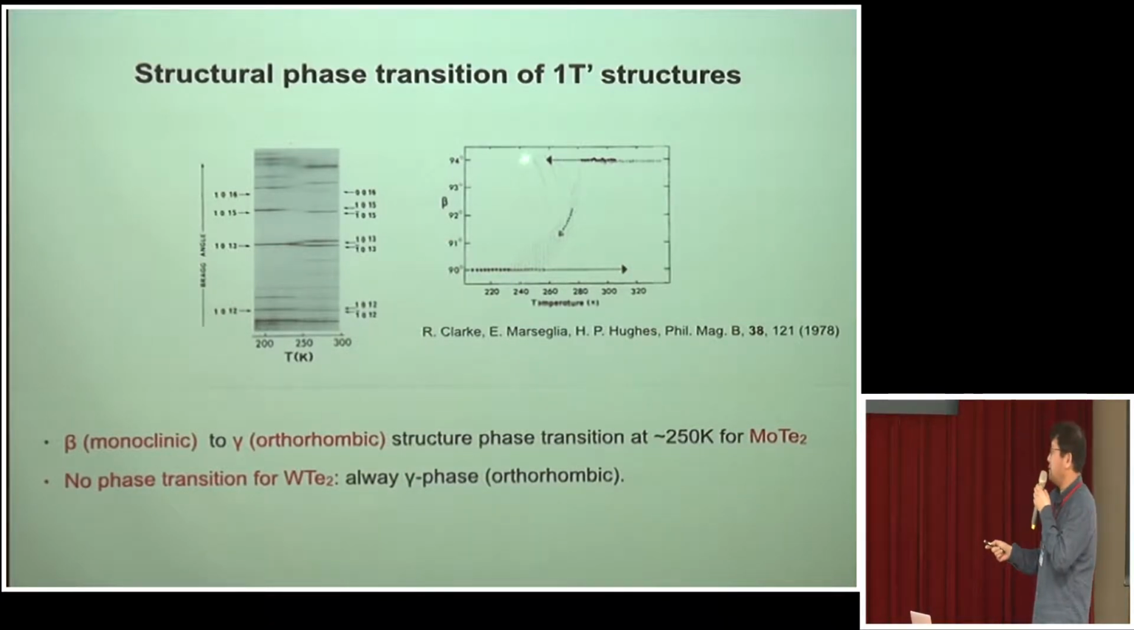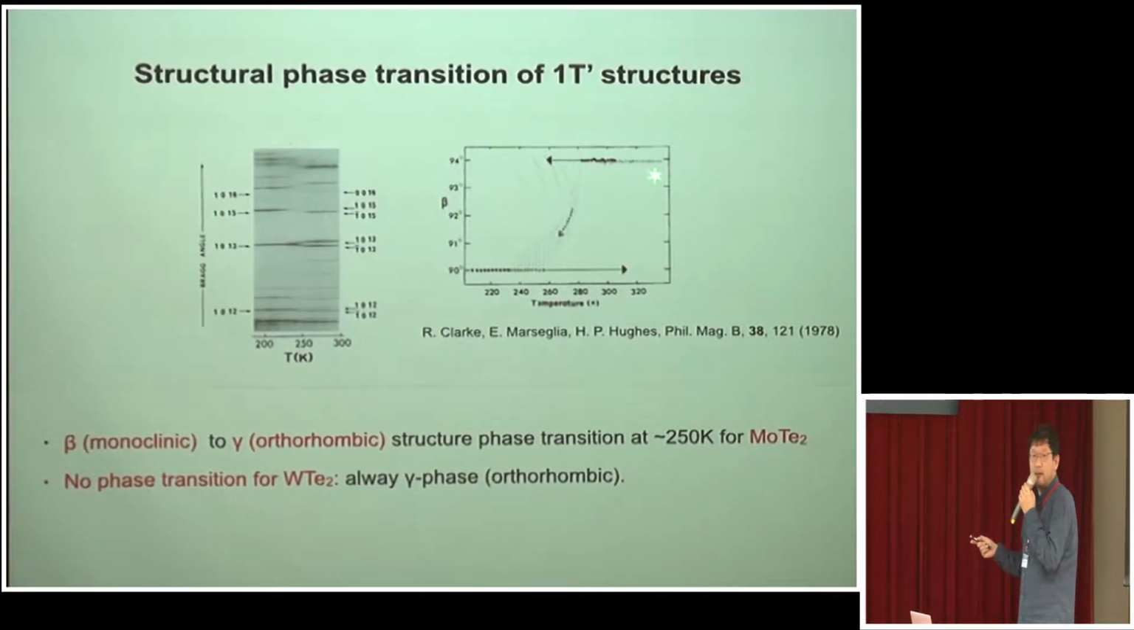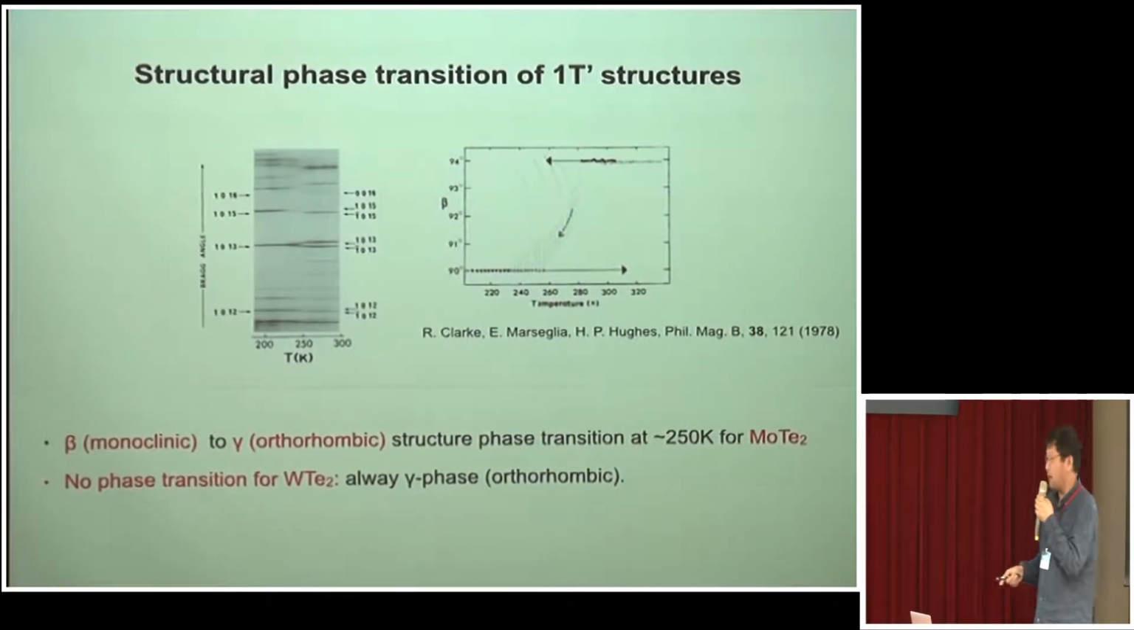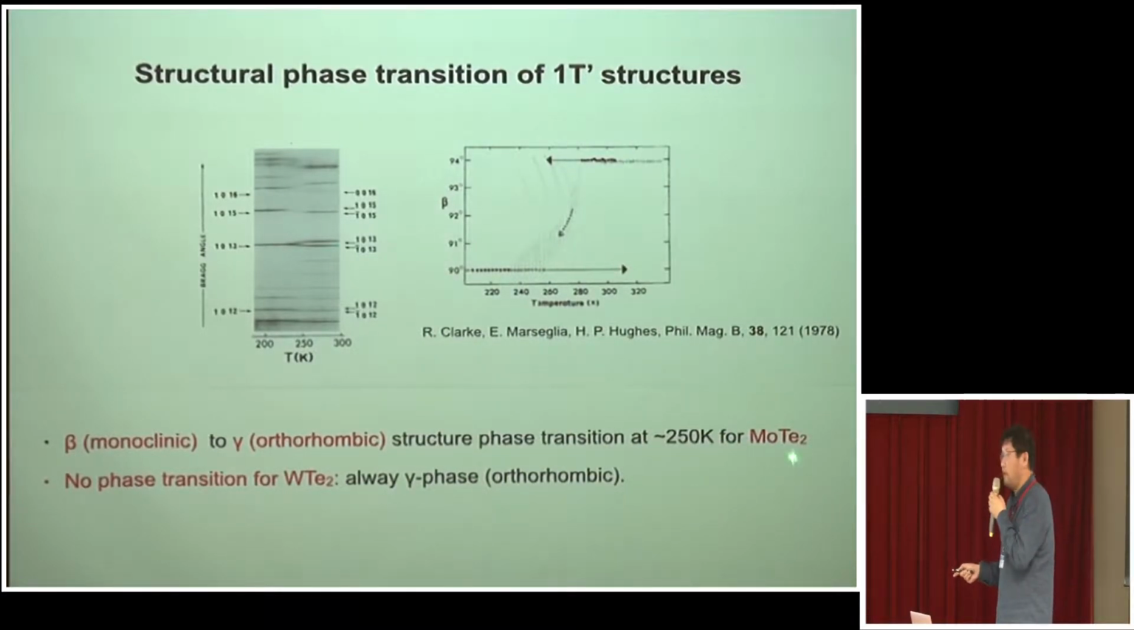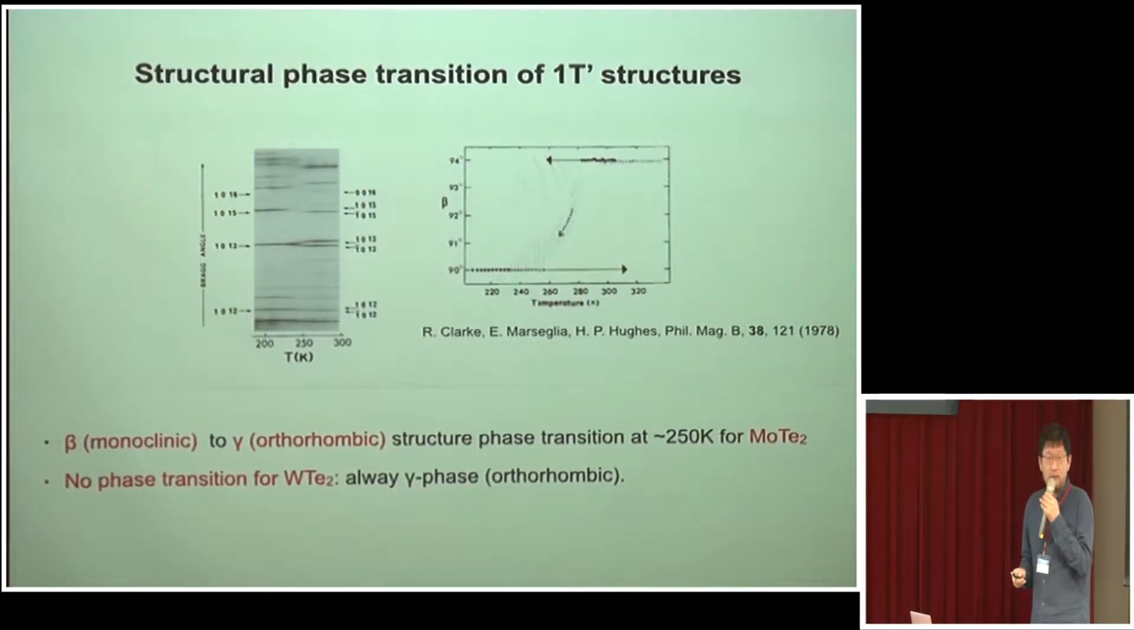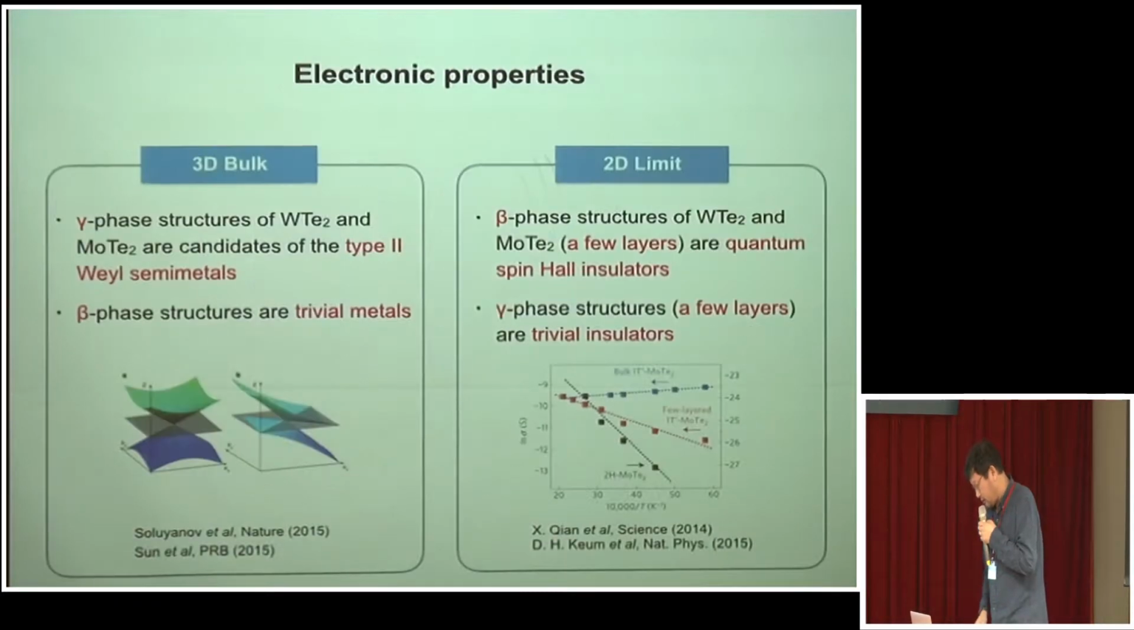The important thing is that there is a structural phase transition at around 250 Kelvin. This is a first-order phase transition: at higher temperature the structure is monoclinic, but there is a phase transition to the orthorhombic structure. This is very old work, and it is now routinely found for the molybdenum ditelluride structure. However, there is no such phase transition for tungsten ditelluride. This is quite surprising.